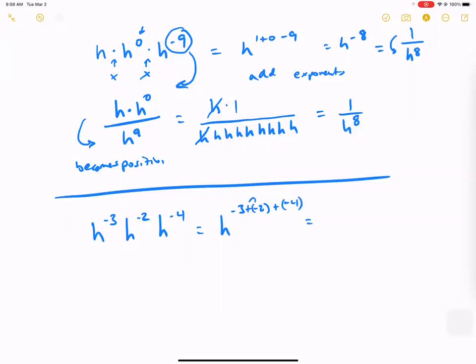And if you want, you can rewrite the negatives. A negative times a positive becomes a negative. H to the negative 3 minus 2 minus 4. Well, how many h's do we have? We have negative 5, and negative 4 is negative 9.